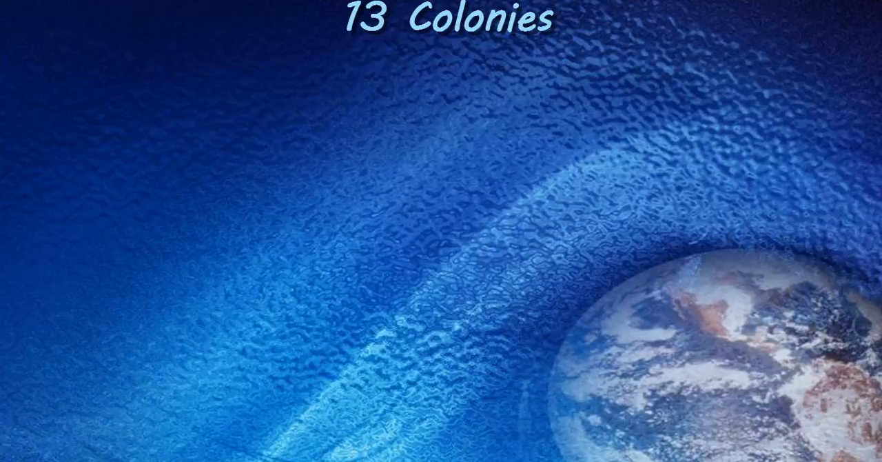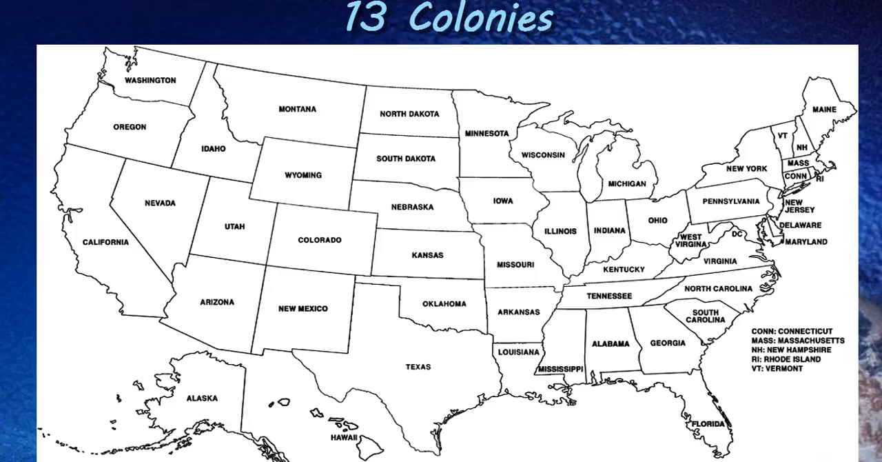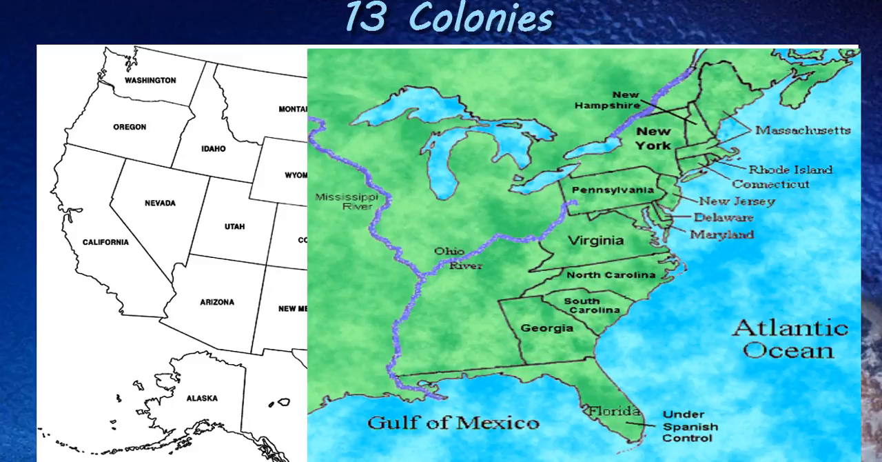Now, our country first started, our government first started with the 13 original colonies. So here's our 50 states. The 13 colonies is right here. So this used to be all of America. This is what it looks like, except for Florida. We didn't have Florida back then. That belonged to Spain.